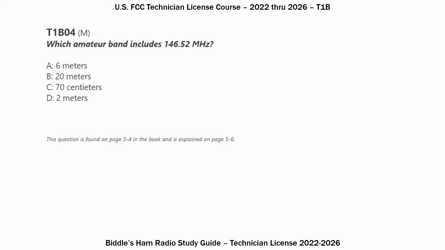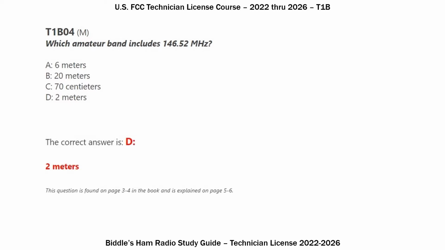T1B04. This is a modified question, thus that's the reasoning for the M. Which amateur bands include 146.52 megahertz? So this is a single band. So which amateur band includes 146.52 megahertz? A, is it 6 meters? B, 20 meters? C, 70 meters? Or D, 2 meters? Our answer on this is D, 2 meters.